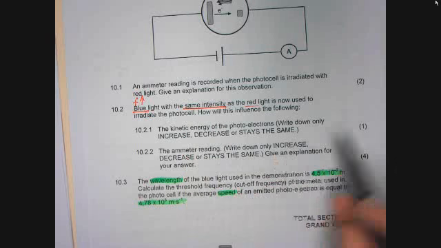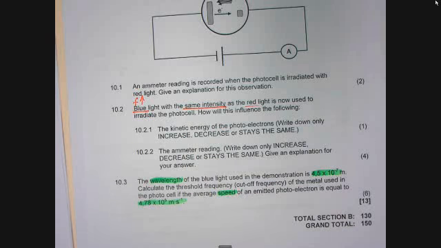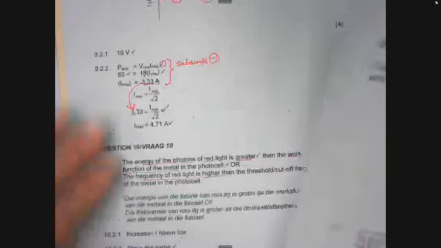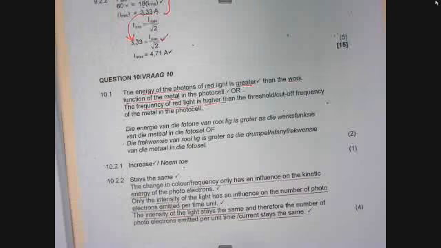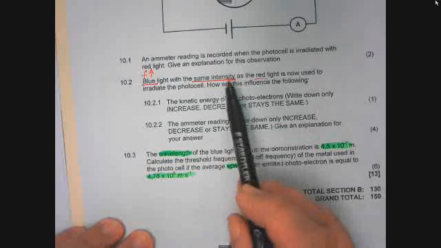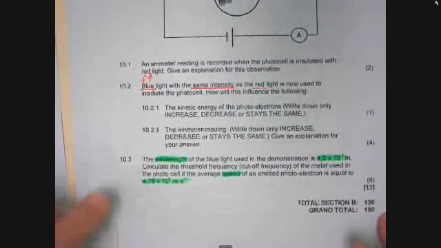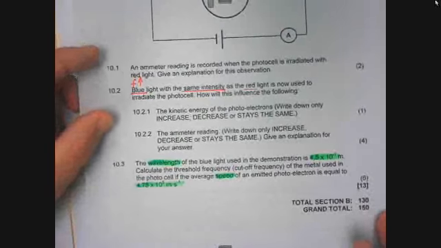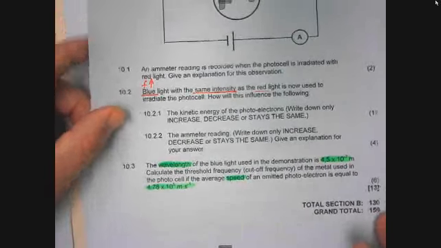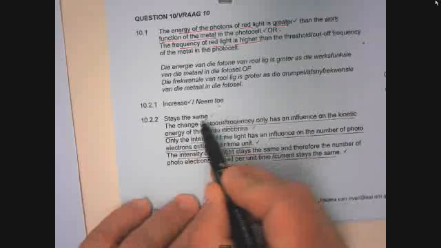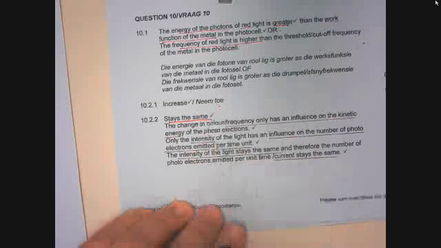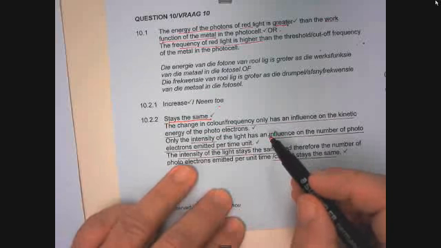The answer will be, and I just want to get to the memo, otherwise I don't show the memo to you. The answer will be that it stays the same, because the intensity stays the same. And now it's 4 marks, so it's actually a very complete explanation that is expected from the learners. We have allocated marks as follows: 1 mark for stating that it will stay the same, and then for the explanation, 3 marks.